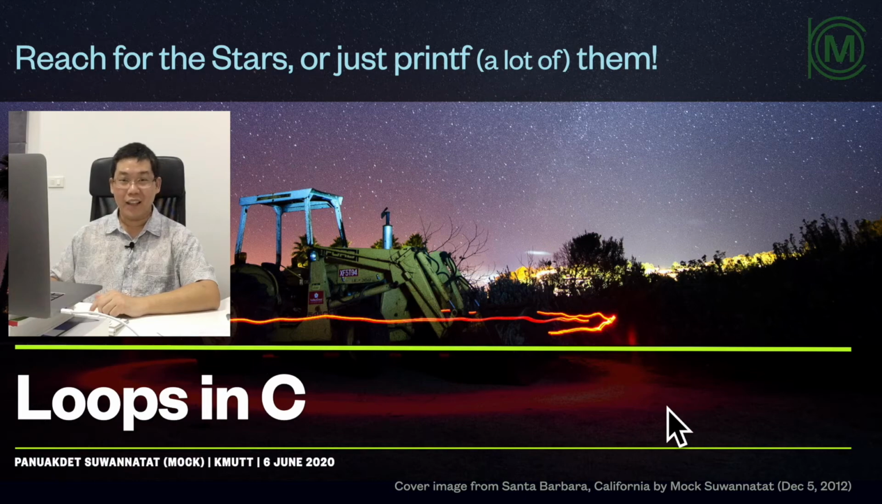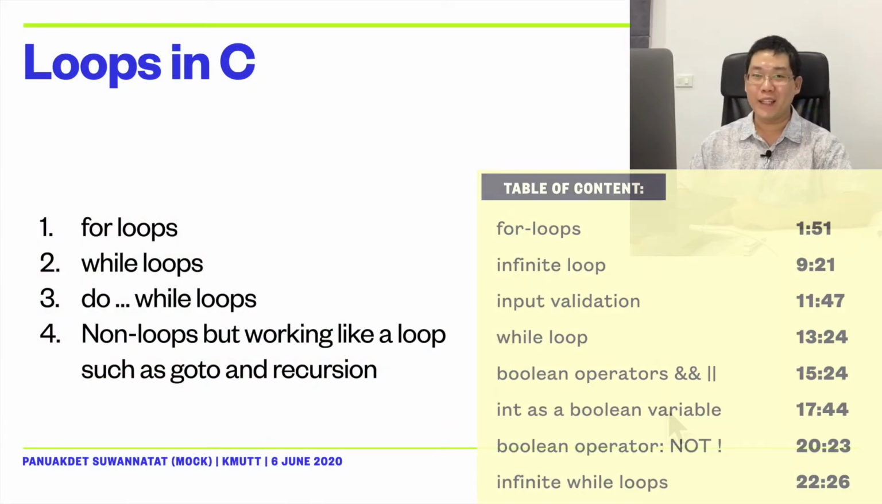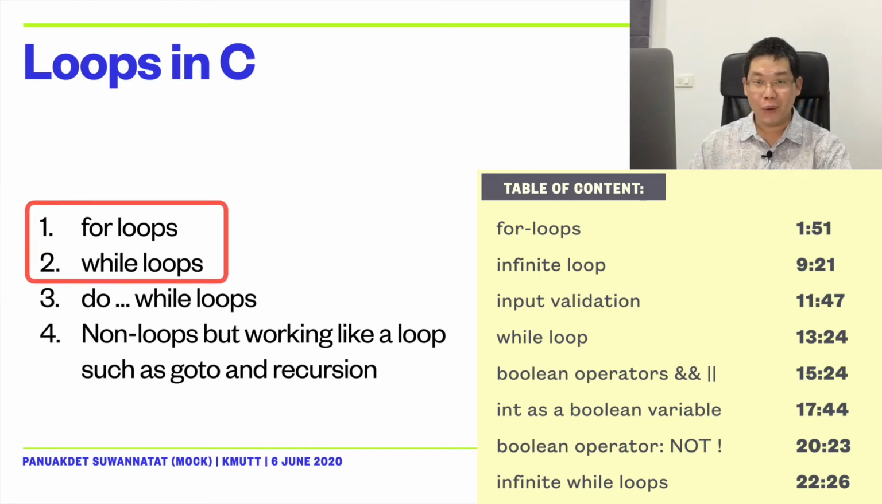A lot of things in life happen over and over again. It is repetitive, or we call that a loop. There are multiple ways to implement a loop in C. We will start from the very basic ways, which are the for loop and the while loops. Why do we need to use a loop?